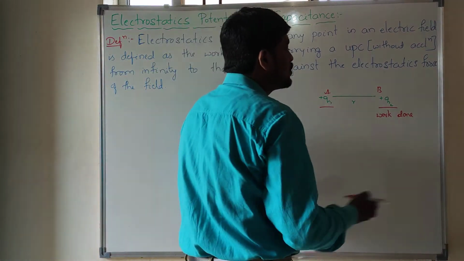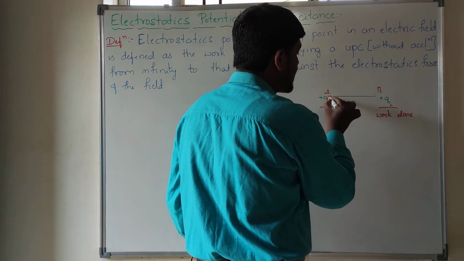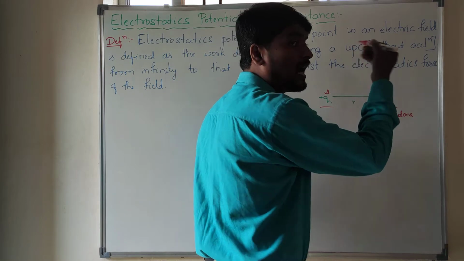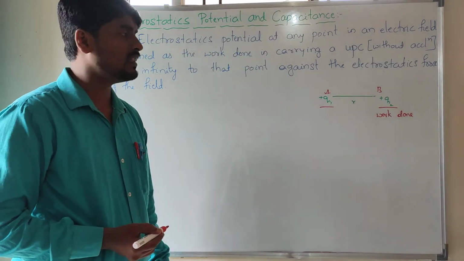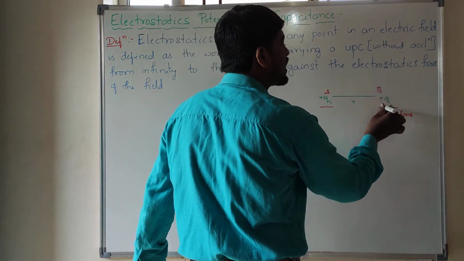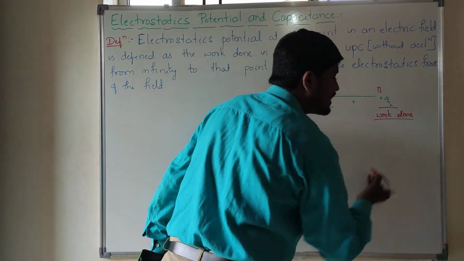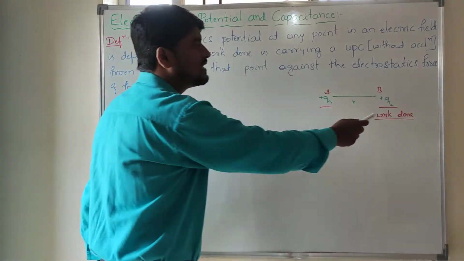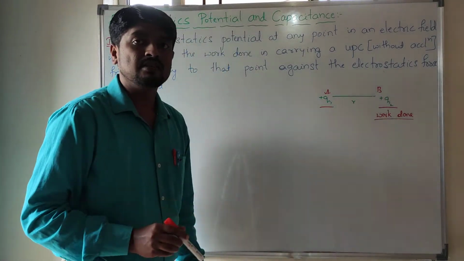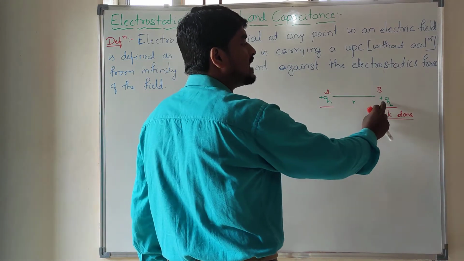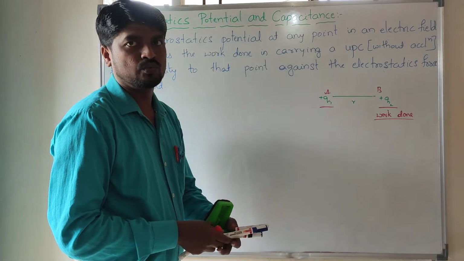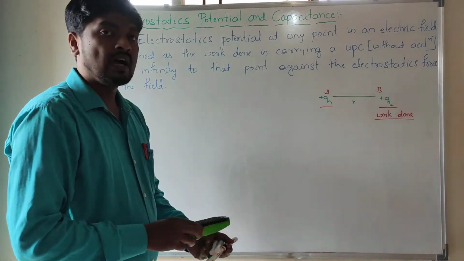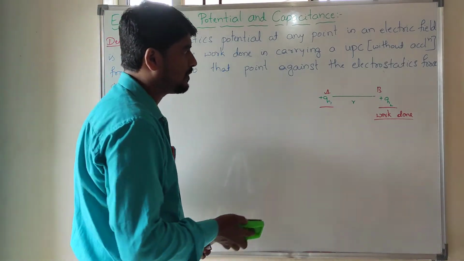In order to overcome the electrostatic force produced by the charge Q1, I need to bring the charge Q2 with a higher force. When we bring the charge with a higher force, some work has to be done, and that work done is referred to as the stored energy in the charge Q2. In a simple way, we can say that work is done on the charge Q2, and that is stored in the form of potential energy in the charge Q2.